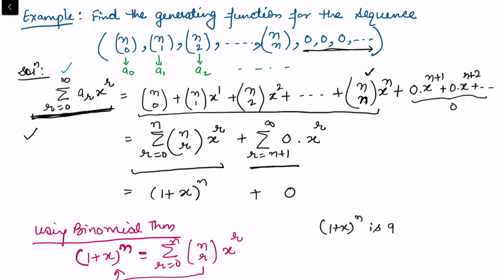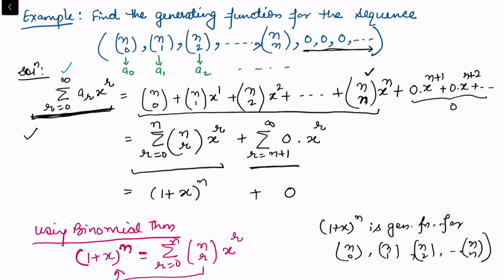This is the generating function for the sequence n choose 0, n choose 1, n choose 2, and so on up till n choose n. So this is actually a finite sequence, which we have written as an infinite sequence. Any finite sequence can be written as an infinite sequence by turning the remaining terms into 0, and this acts as a generating function for this problem.